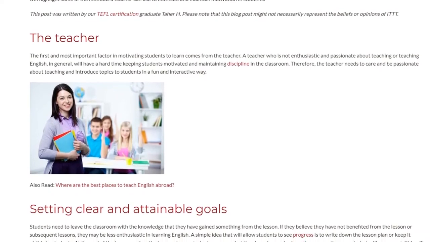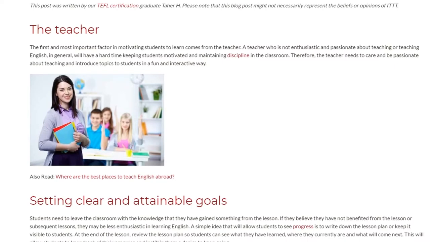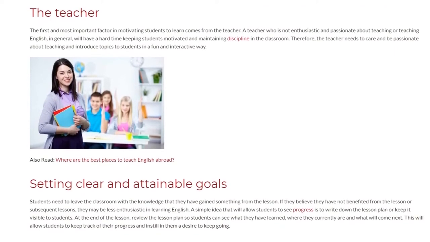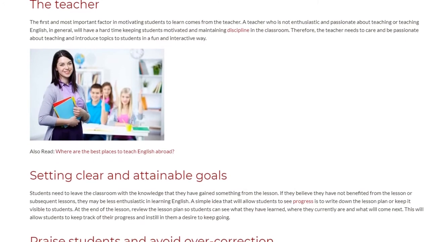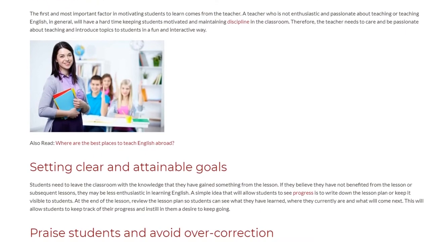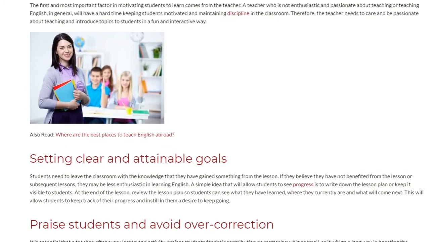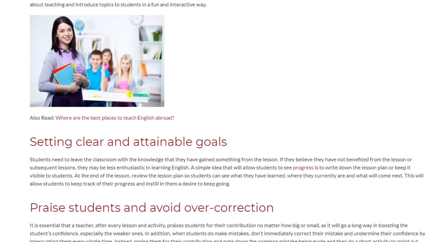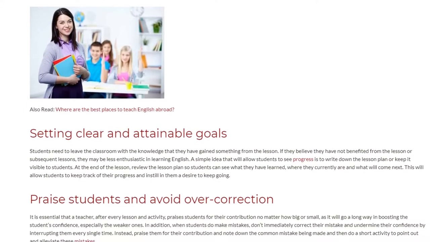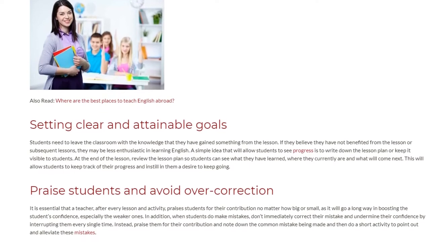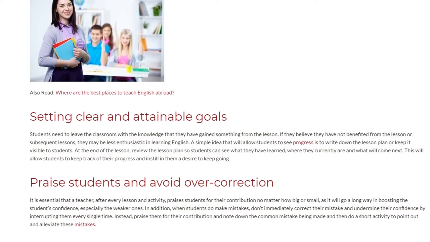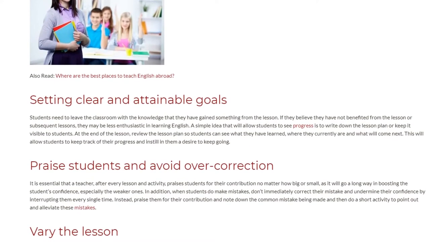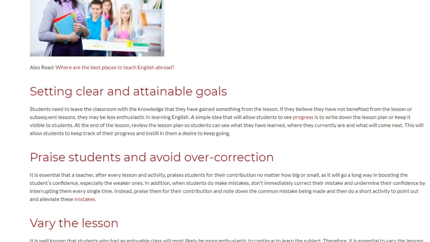Setting clear and attainable goals. Students need to leave the classroom with the knowledge that they have gained something from the lesson. If they believe they have not benefited from the lesson or subsequent lessons, they may be less enthusiastic in learning English. A simple idea that will allow students to see progress is to write down the lesson plan or keep it visible to students. At the end of the lesson, review the lesson plan so students can see what they have learned, where they currently are, and what will come next. This will allow students to keep track of their progress and instill in them a desire to keep going.